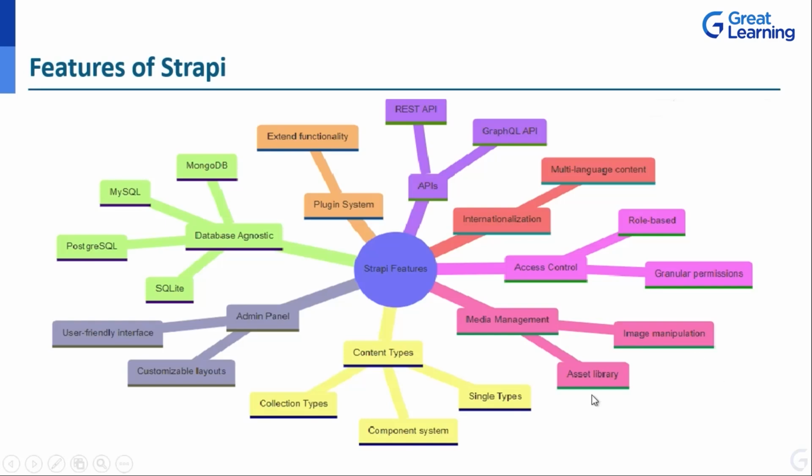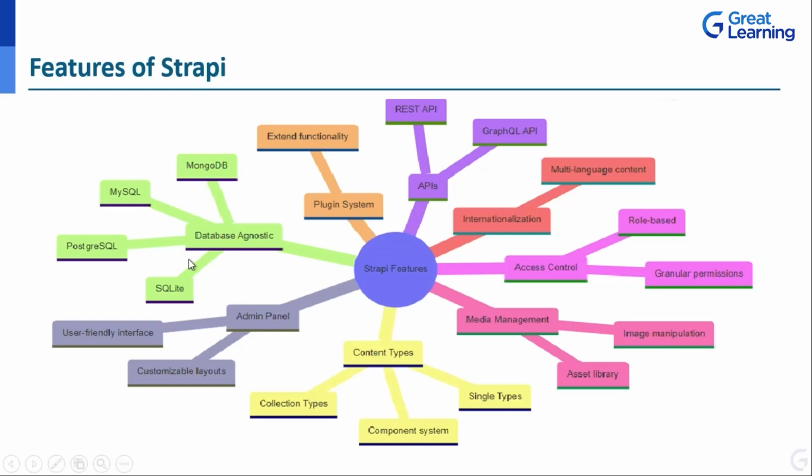Okay, and then media management, asset libraries and image manipulations. That is obviously when we are using your CMS, you can as well do your CRUD operations based on that. Okay, content types, we have your collection types, you have your component system, and you have your single systems, and then you have your admin panel. As I said, the feature is a user-friendly interface and customizable layouts based on how exactly your use cases are. You will be able to customize the layouts of your Strapi.